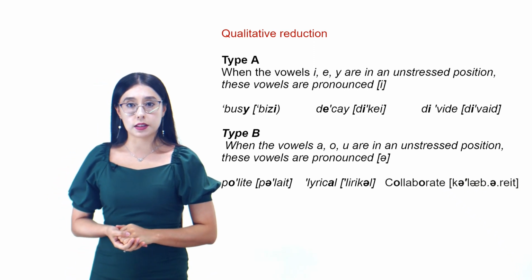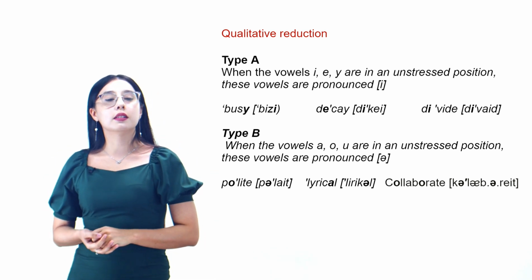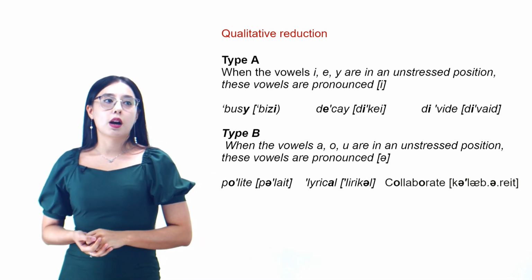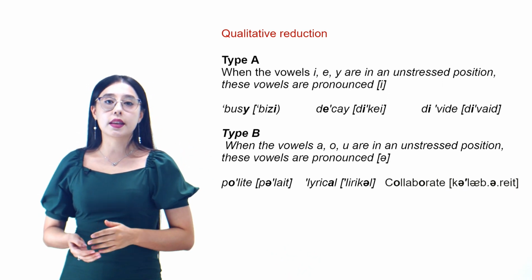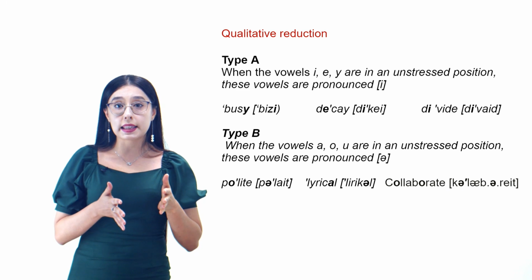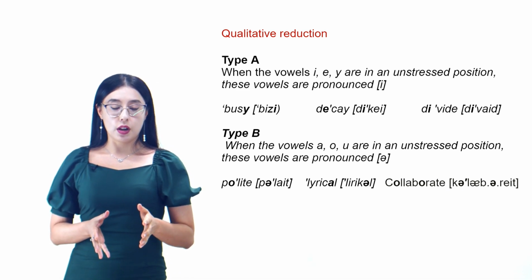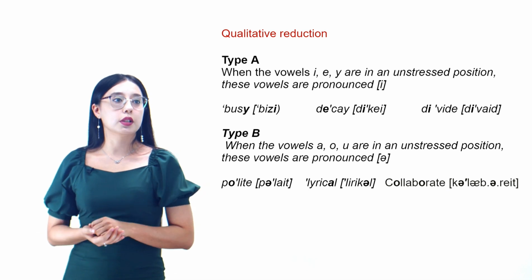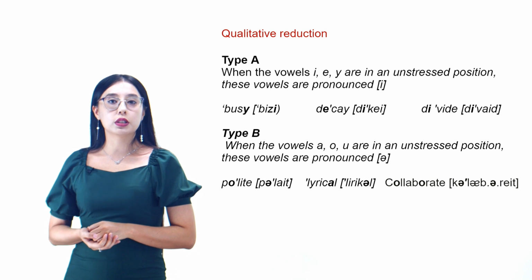So, qualitative reduction. We have two types in qualitative reduction. The first one, when we talk about vowel sounds like I, E, Y, when they are in unstressed position, again, don't forget, these sounds should be in unstressed position, otherwise you can't reduce the sound. So these sounds are pronounced like E, a short E sound.